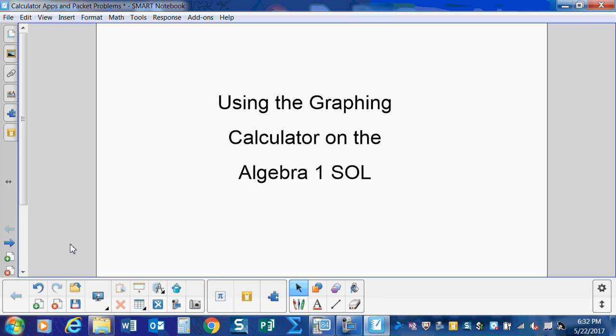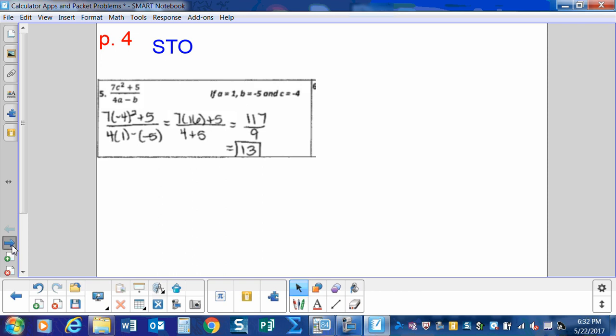Today we'll look at how to use the graphing calculator on the Algebra 1 SOL. On page 4, number 5, we're evaluating an expression. We're going to use the store key to verify our work.